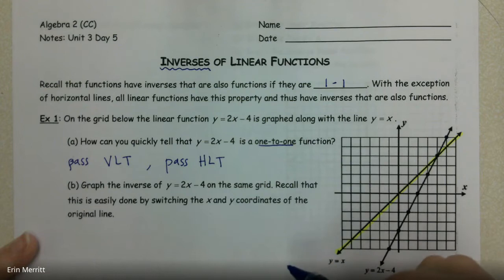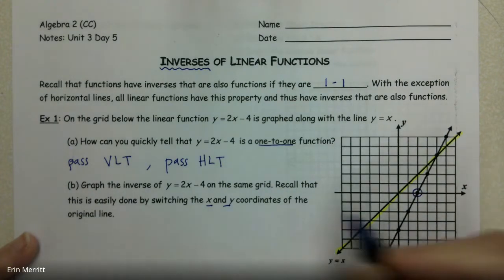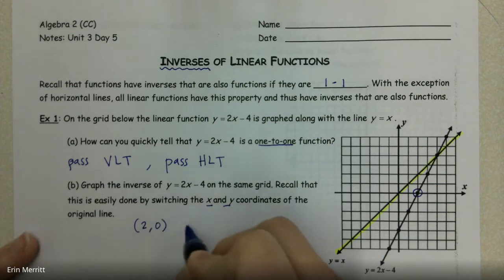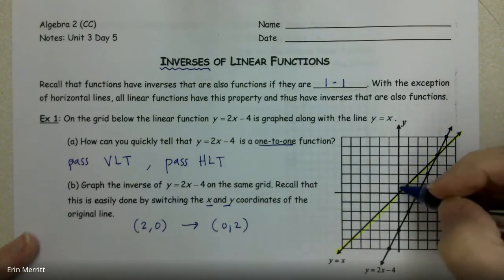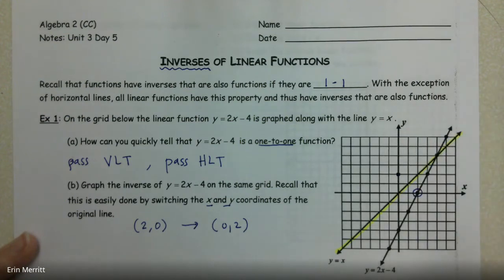All right, graph the inverse. I'd recall this is easily done by just switching x and y coordinates of the original line. So I'm just going to take a couple of points here. If I take right here, that's the point 2, 0. And I switch the x and y, that'll now be 0, 2. So if we go plot 0, 2, that guy's moving over here.